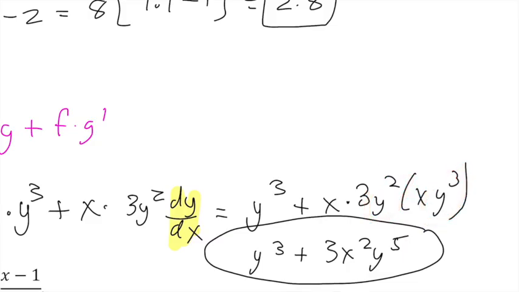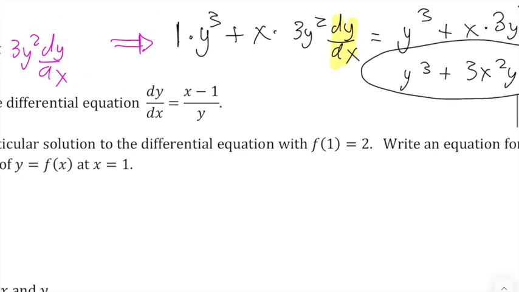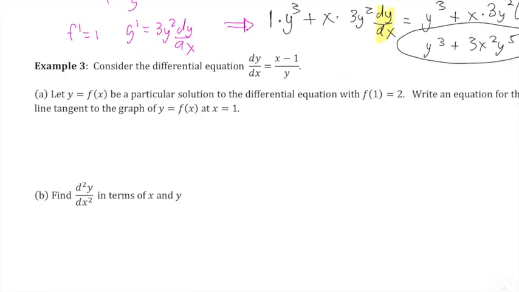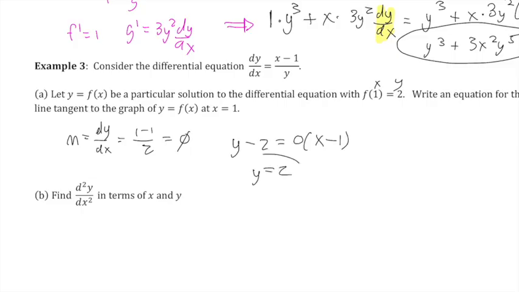You add exponents when they're multiplied together, and so we get y to the 5th. All right, so kind of similar to what we did in the first couple of questions. Let's find our slope. So we're going to substitute x equals 1, y equals 2. So my slope is 0. And so the tangent line is just y equals 2.